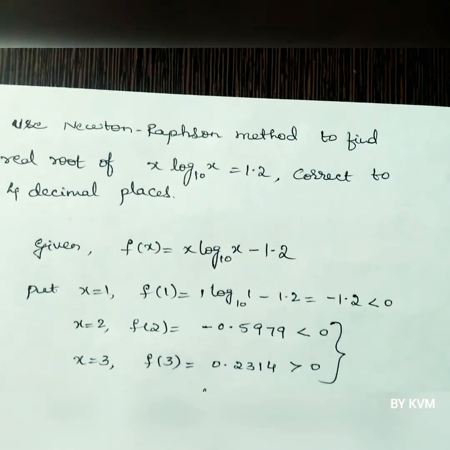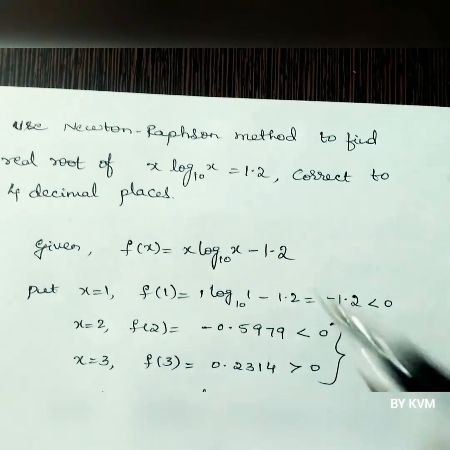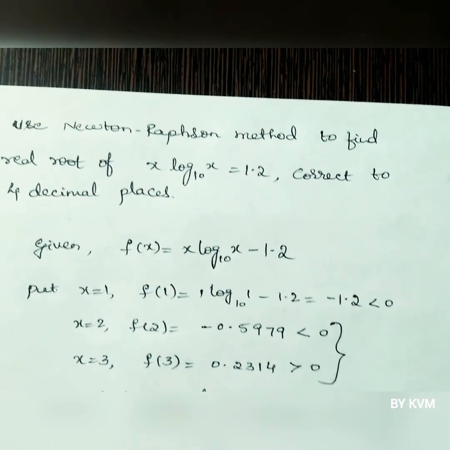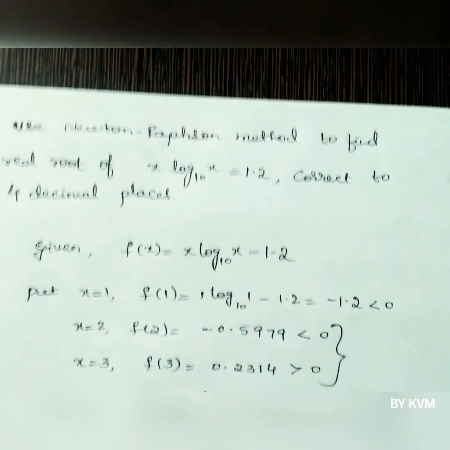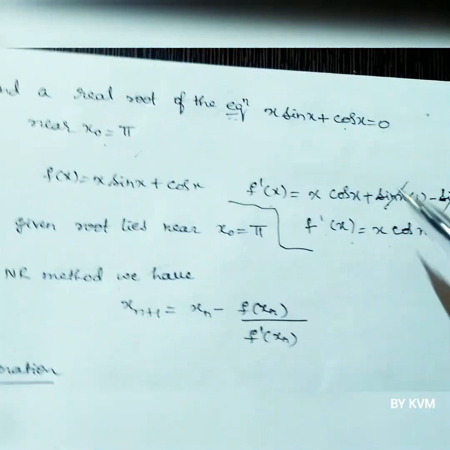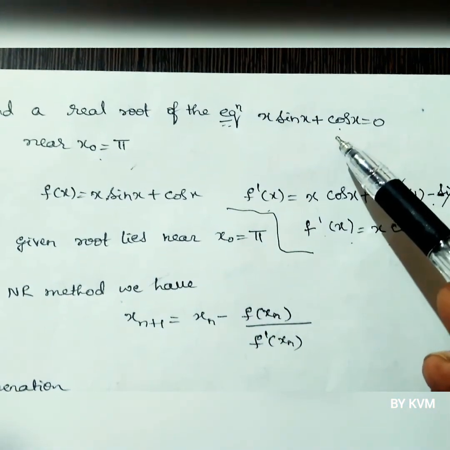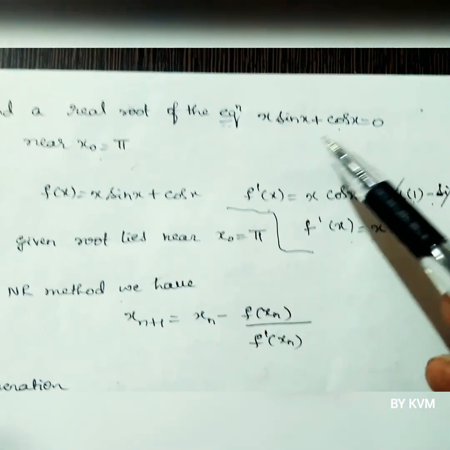Use Newton-Raphson method to find real root of x into log x to the base 10 equals 1.2, correct to 4 decimal places. So this is a transcendental equation since the equation contains logarithmic function. The previous problem was also a transcendental equation. In the previous problem we solved x into sin x plus cos x equals 0. This is also a transcendental equation.